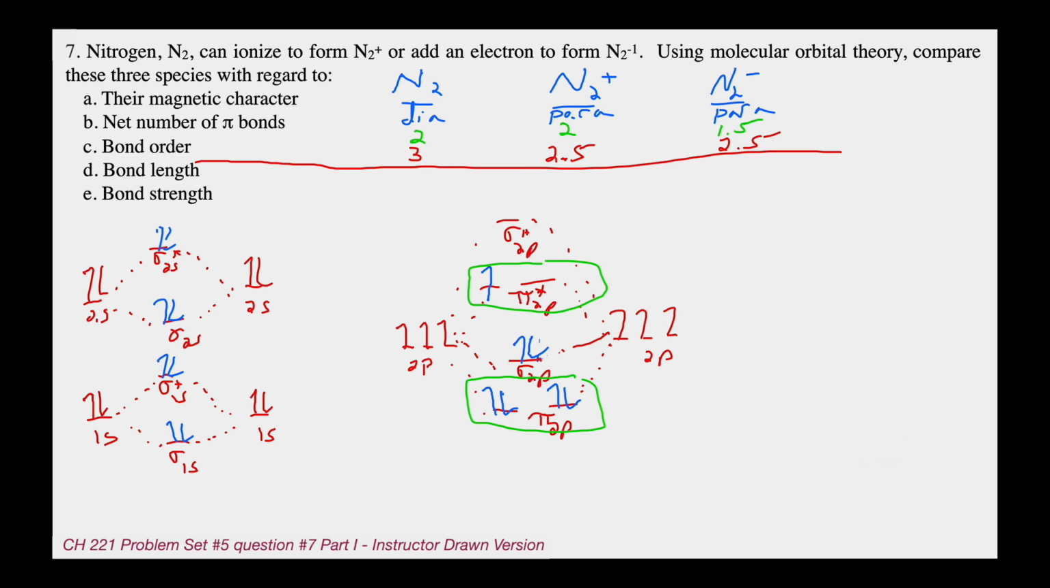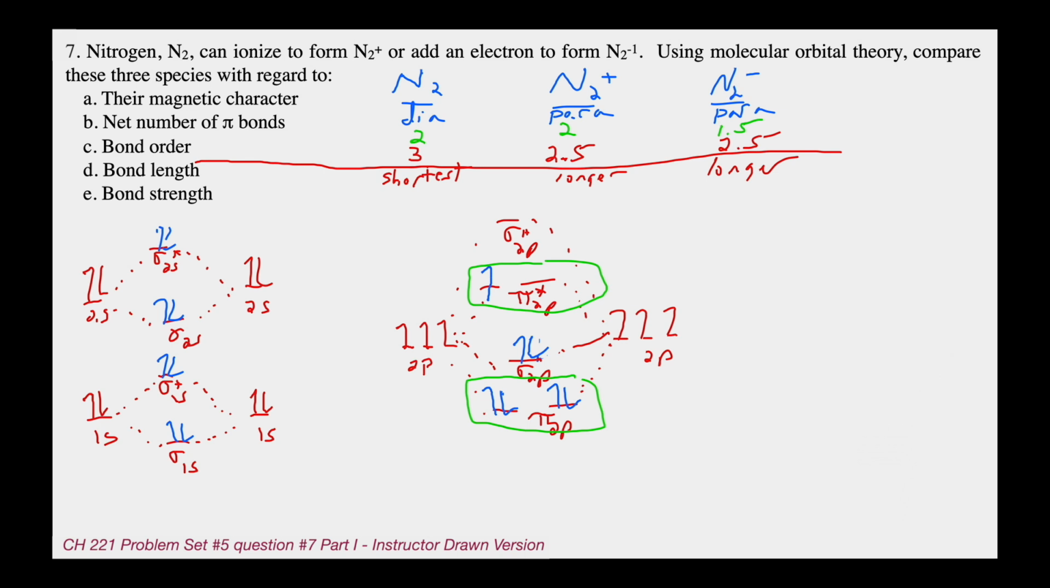So we would say that N2 is probably the shortest, and these two I would just refer to as longer, all right? They're about the same, but we don't have enough information to tell. So we would definitely say that N2 is the shortest. N2 plus and N2 minus will be longer than that. They're probably close to the same, but we don't honestly know more than that at this point.